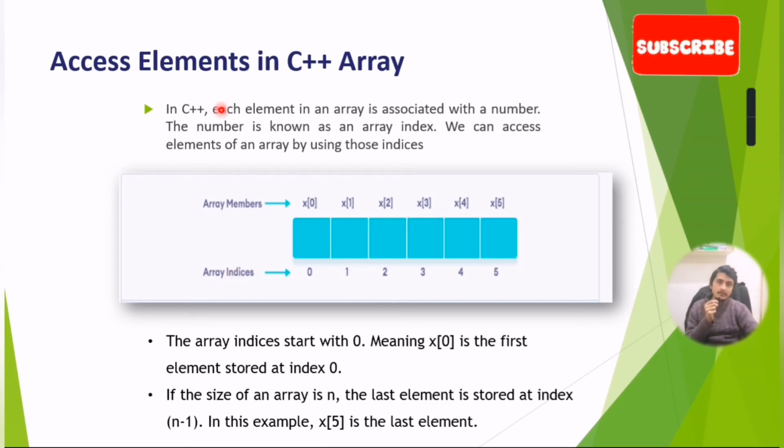Accessing the elements in a C++ array. In C++, each element in an array is associated with a number. The number is known as an array index. We can access elements of an array by using those indices.